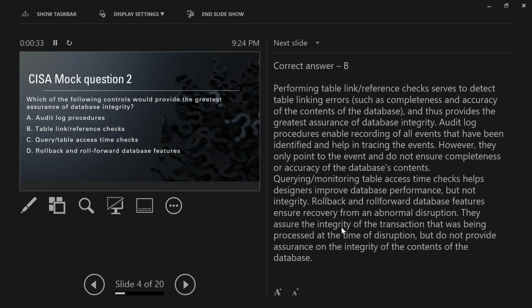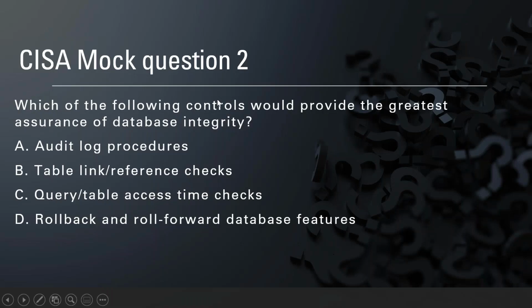Rollback procedures relate to data recovery after abnormal disruption. They assure integrity of the transaction that was being processed at the time of disruption, but do not provide assurance on the integrity of contents of the database. So again, D is not the right answer. Table link and reference checks are the right answer. So B is the right answer for this question.